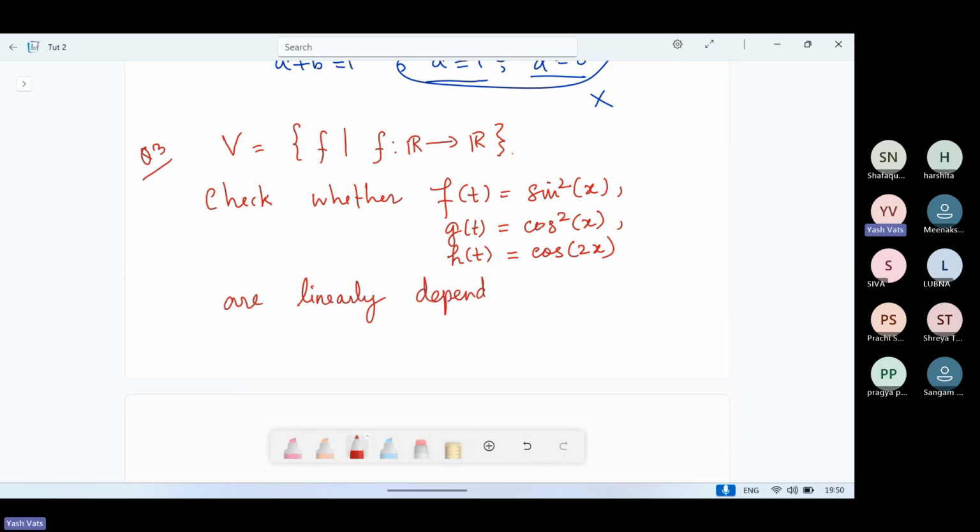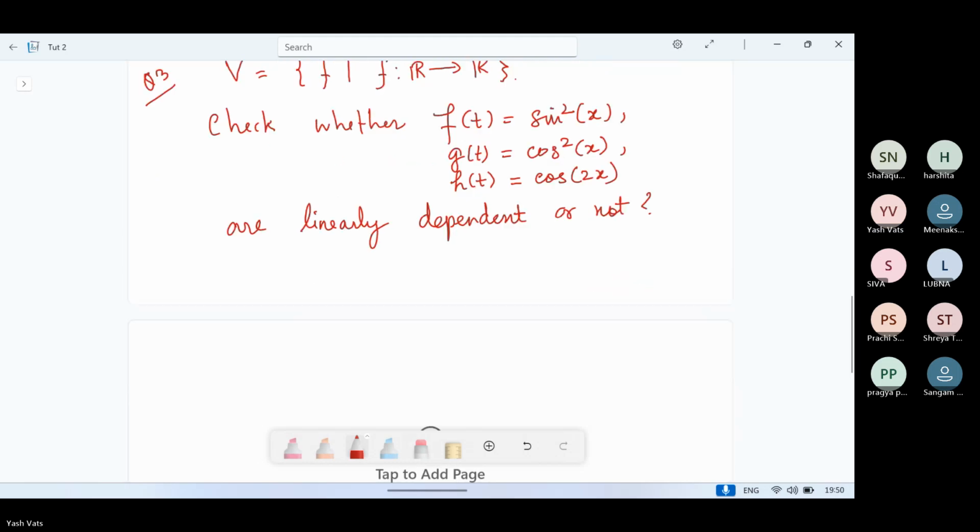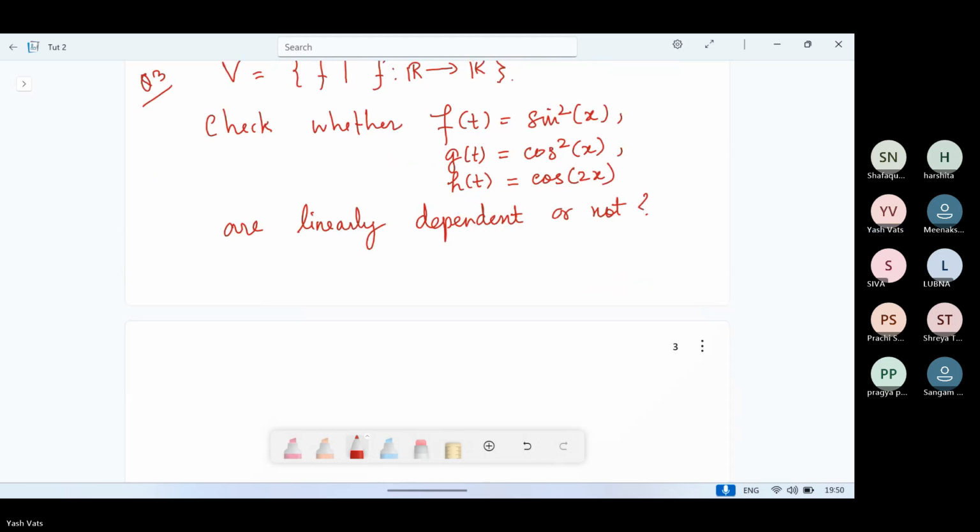Can you check and tell me is it right or not? Yes. Let's take here cos x, not cos 2x. Okay. Just tell me and check whether it's linearly dependent or not. What is the approach? Anyone? What if they are linearly dependent? What is the condition? Anyone? Just tell me.